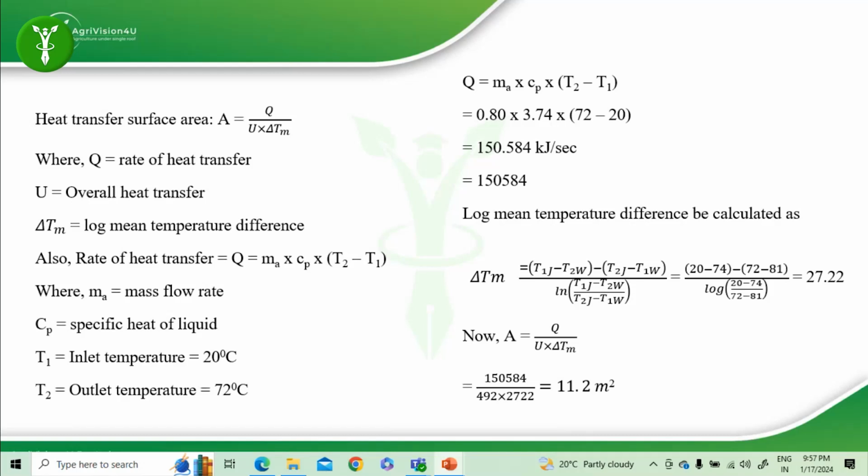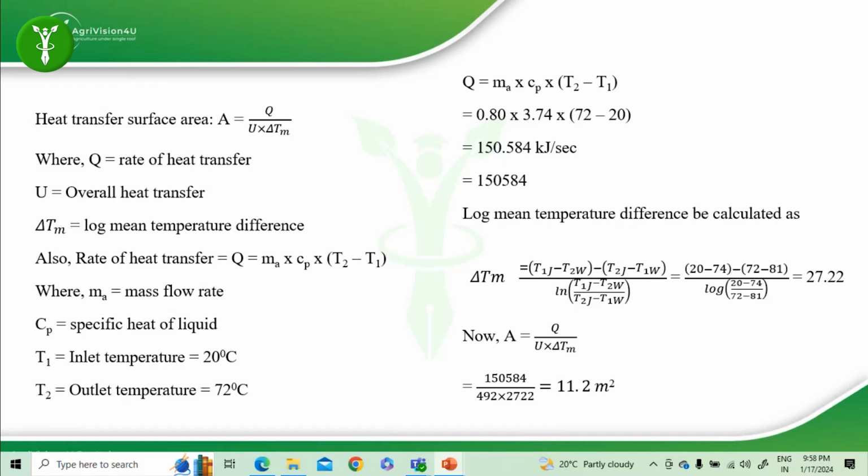Now put this value in the formula for the heat transfer surface area. A is equal to Q divided by U times delta Tm. Now how to calculate the value of LMTD? LMTD is the log mean temperature difference. So put the values.